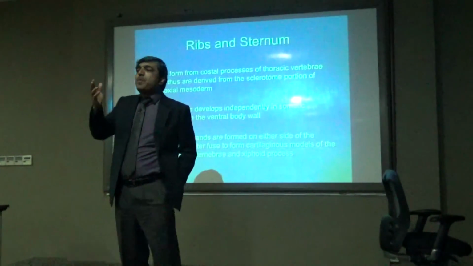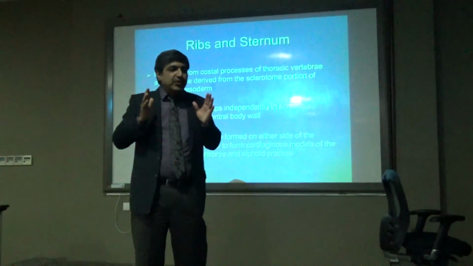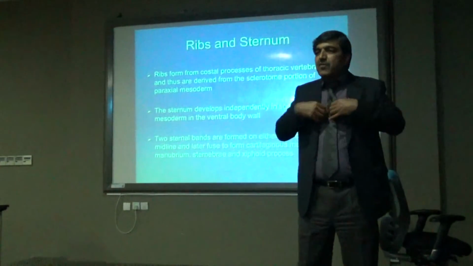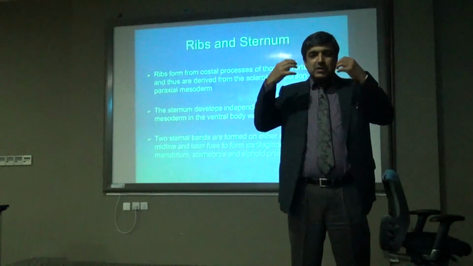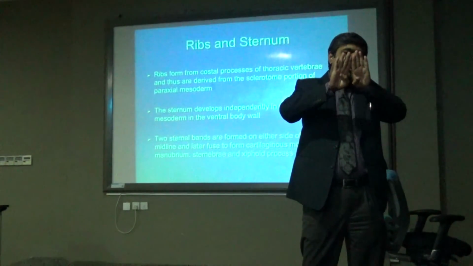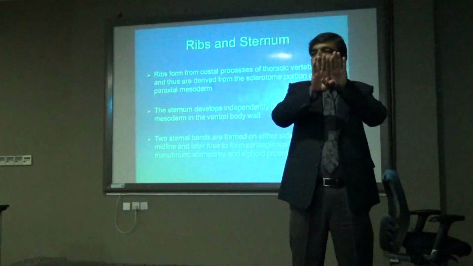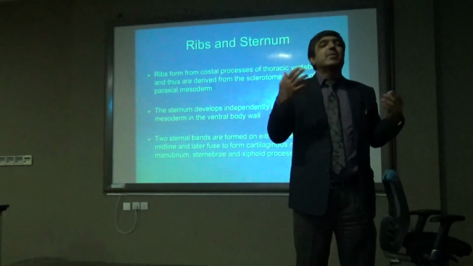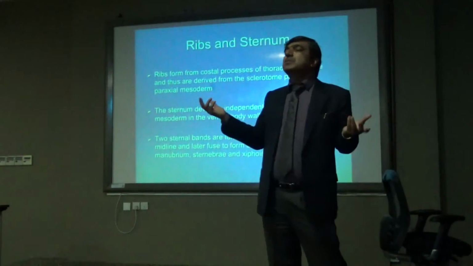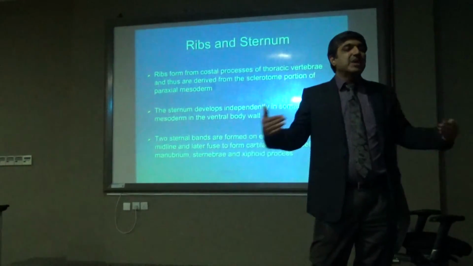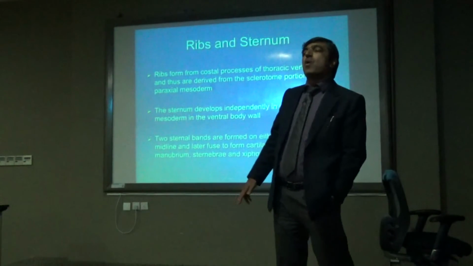Sternum, two bands of connective tissues in the anterior region. They are formed. The two bands fuse like this. The upper portion fuses first, the lower portion fuses later. They make a single band, and this single band later becomes cartilage, later becomes ossified and becomes bone. In this way, the ribs and sternum are formed.